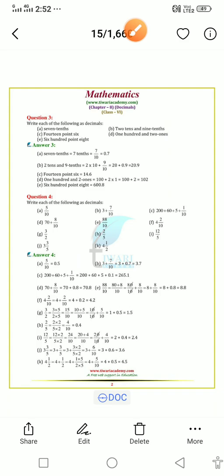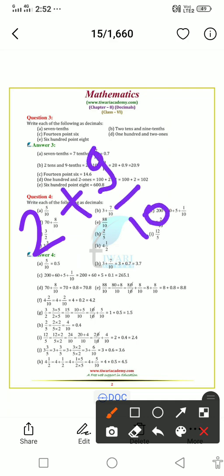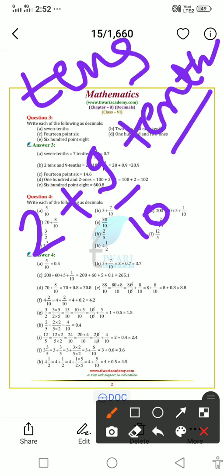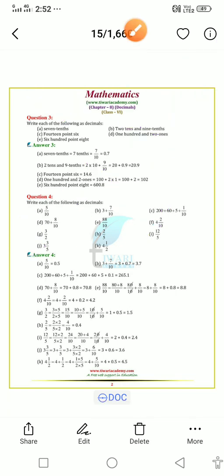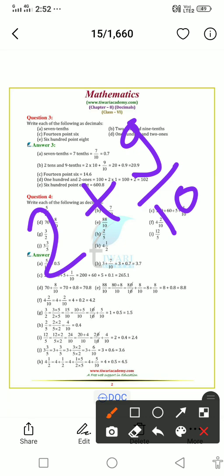The second one, B, is 2 tenths and 9 tenths. 2 tenths means what? 2 tenths means 2 times a tenth, plus 9 tenths. Tenths and tenths, we have to observe that both are tenths. We have to see what it actually is. If only ones, then we can write 2. But these are tenths, so 9 tenths. So that is 2.9, we can write.